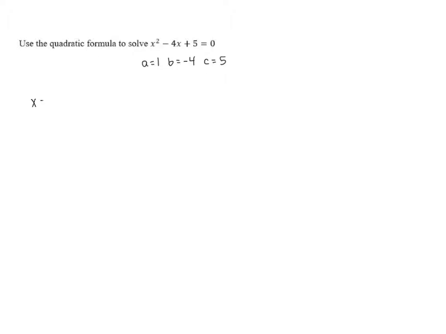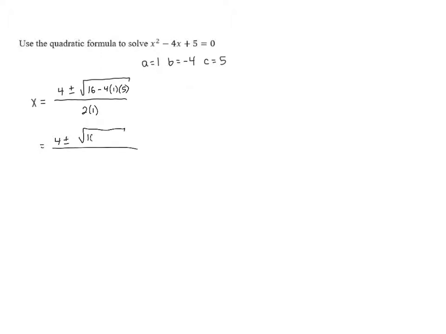In this case, we have x equals, the opposite of b is positive 4, then plus or minus the square root of b squared. Negative 4 squared is 16. And then we have minus 4 times a, which is 1, times c, which is 5, all over 2 times a, which is 1. Let's look underneath that radical.